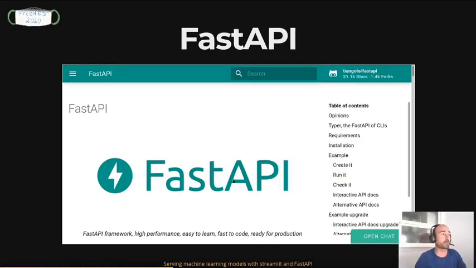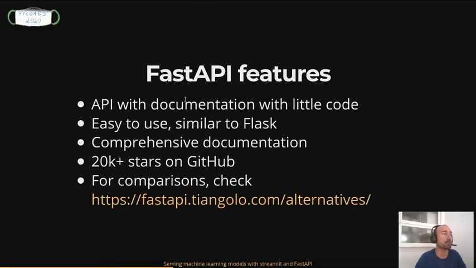Also, let's talk about FastAPI. They want to be high performance, easy to learn, fast to code, and ready for production. And indeed, I found FastAPI to be capable of building APIs with documentation without writing a lot of code. FastAPI is especially easy to use if you already know Flask. Anyway, I would agree that it's quite easy to learn, also because it has extensive documentation, and the lead developer, Sebastian Ramirez, has recorded a lot of videos about how to use the library.